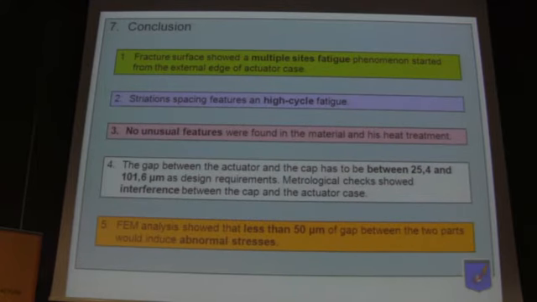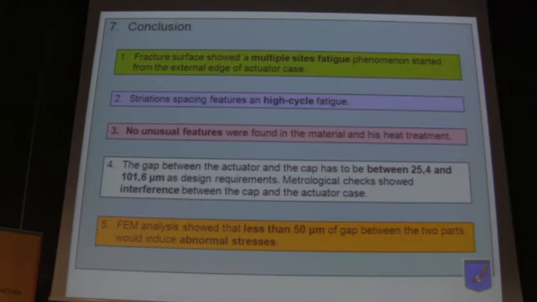To conclude, the fracture surface shows a multiple initiation site fatigue that starts from the external to the internal edge of the actuator case. And the striation spacing suggests a high cycle fatigue, and no unusual features were found from the material composition and the material property point of view, but we found a metrological interference between the cap and the actuator case.